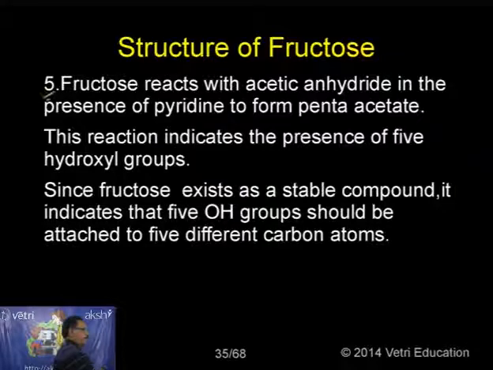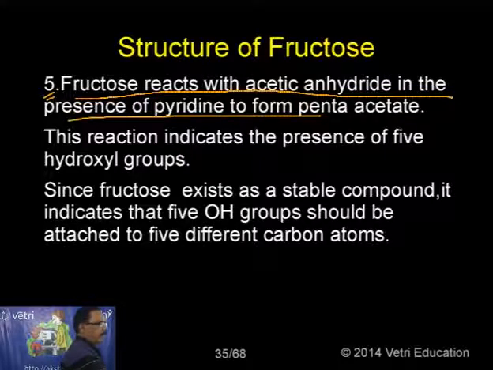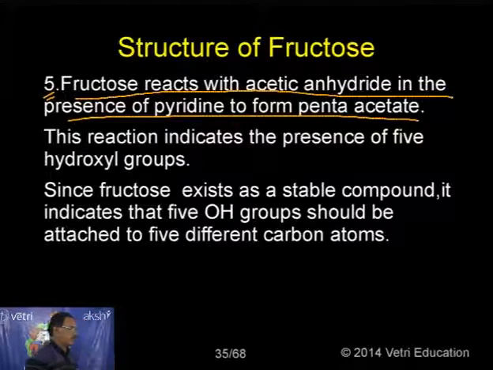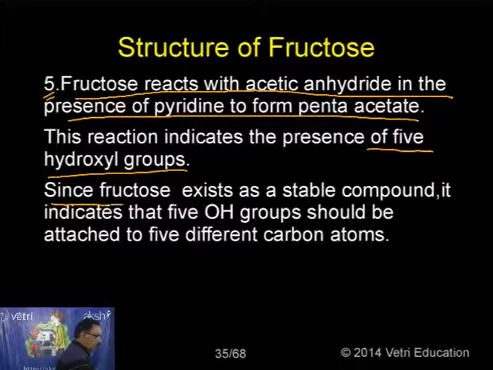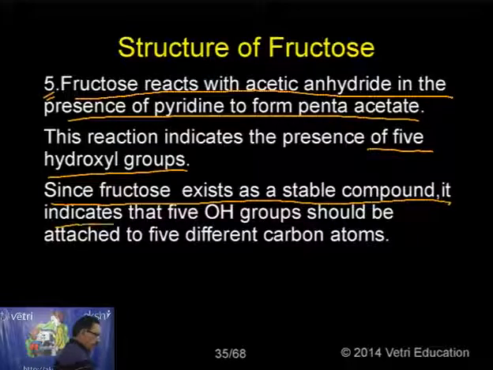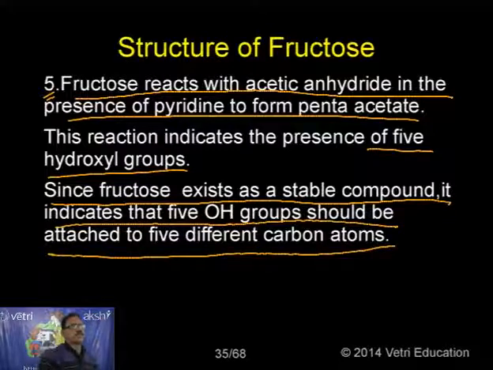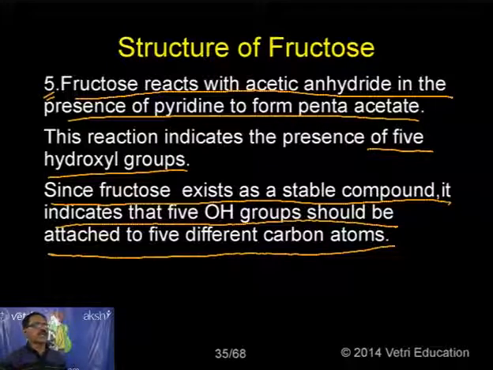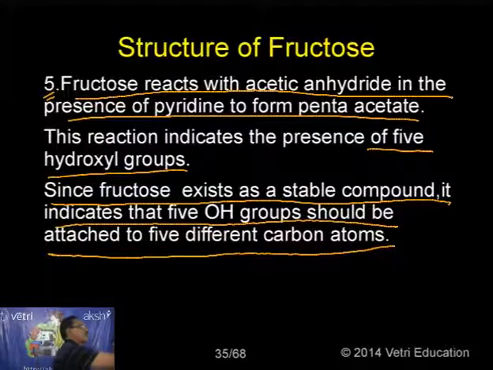Step 5. Fructose reacts with acetic anhydride in the presence of pyridine to form a pentaacetate, as in the case of glucose. This reaction indicates the presence of 5 hydroxyl groups. Since fructose exists as a stable compound, as in the case of glucose, it indicates that the 5 OH groups should be attached to 5 different carbon atoms. It is exactly similar to that of glucose. So 5 OH groups are present at 5 different carbon atoms.